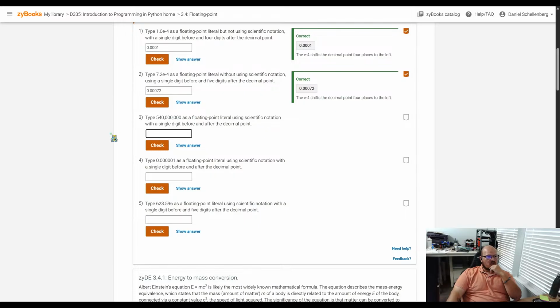Type 540 million as a floating point literal using scientific notation with a single digit before and after the decimal point. So is that like 5.4 exponent, exponent -6, maybe, to move the decimal over.